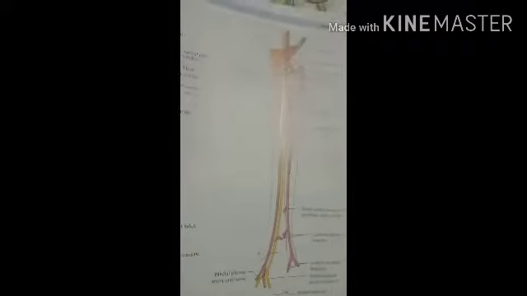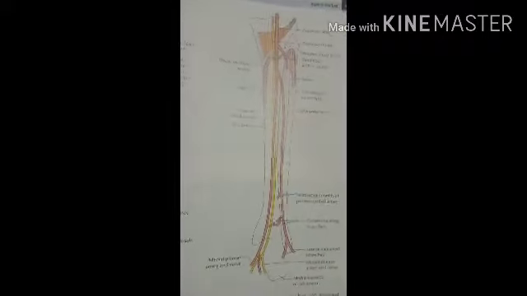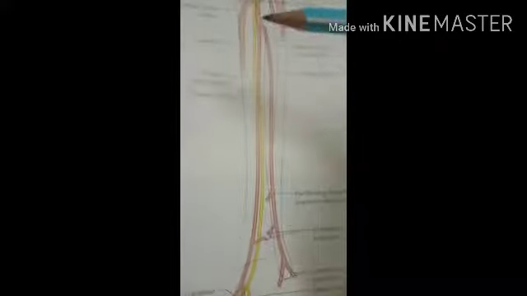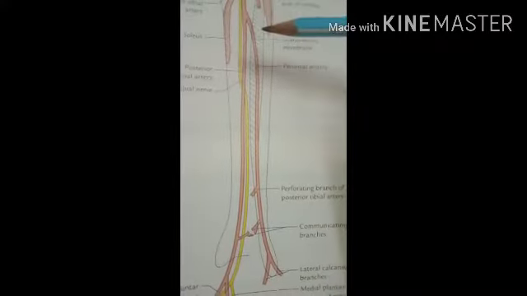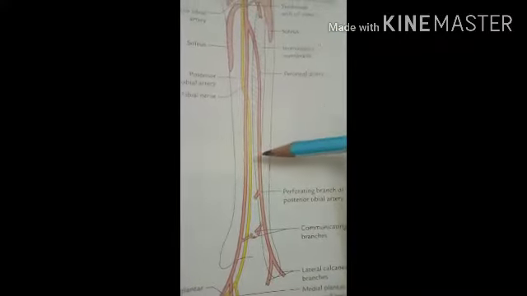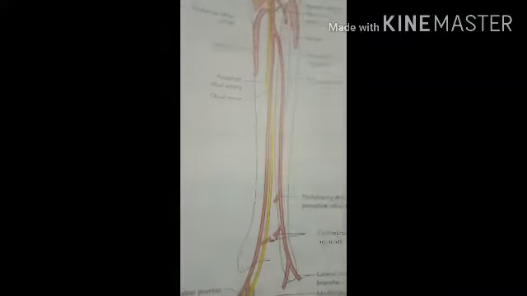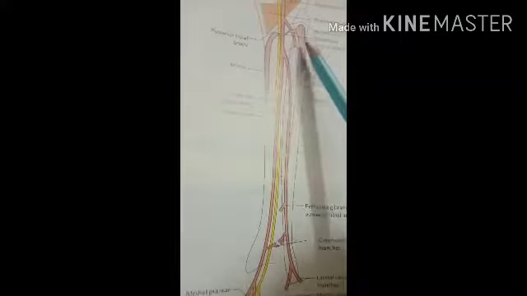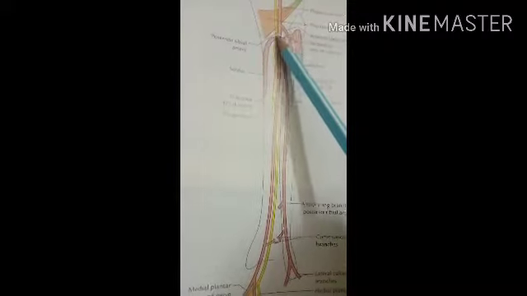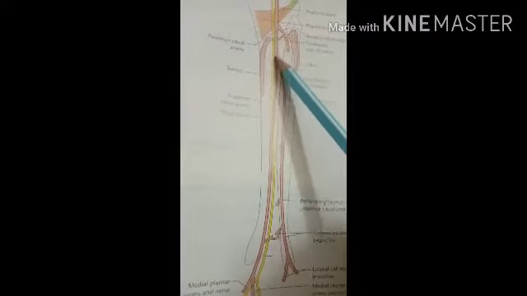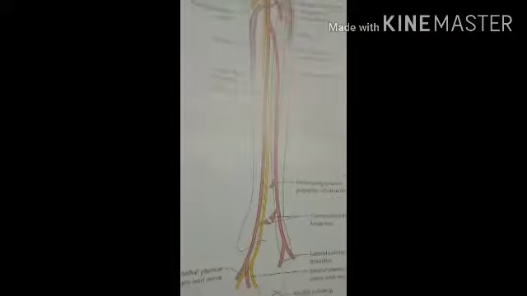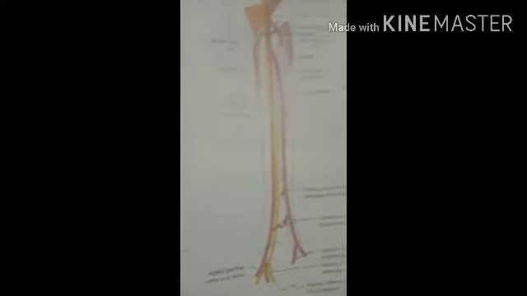After that we should see the course of the posterior tibial artery. This artery enters the back of the leg. Here you can see it enters the back of the leg by passing deep to the tendinous arch of the soleus. Here is the soleus muscle, and this is the tendinous arch. From this it enters deep into the back of the leg.